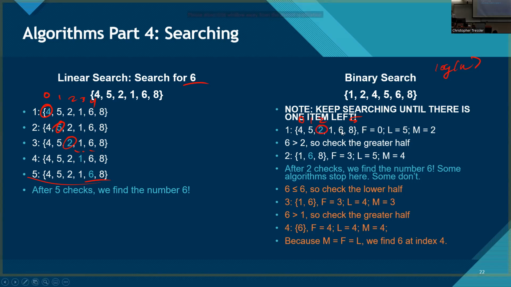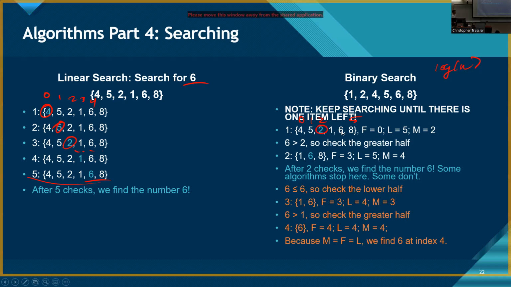Now we're looking for 6. So what do we see? We see 6 is greater than 2. So now we know that we need to check the right half. So we split this up into the right half, and now we have 3, 4, 5. Once again, 3 plus 5 is 8 divided by 2. That's 4. So we know this is our new mid value. We see that as 6. It only took 2 times to find the 6.